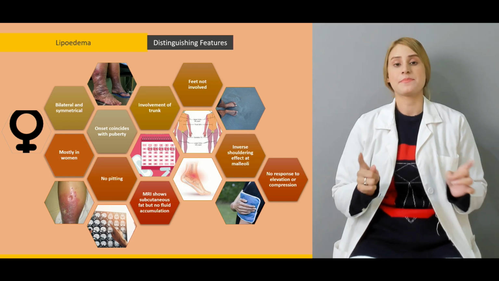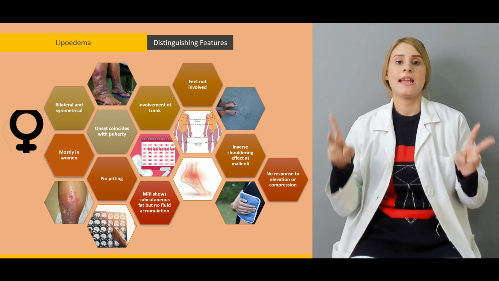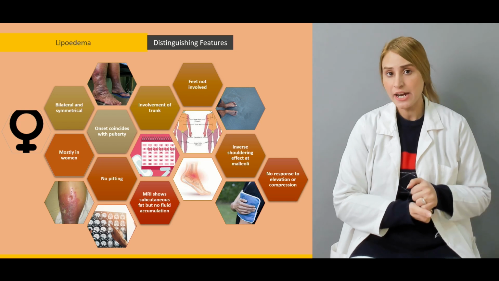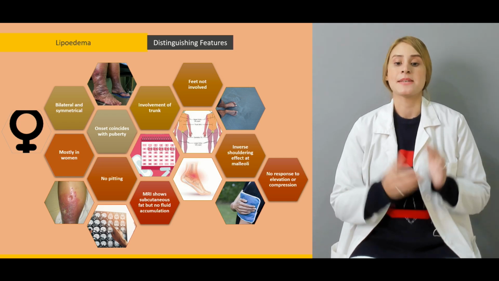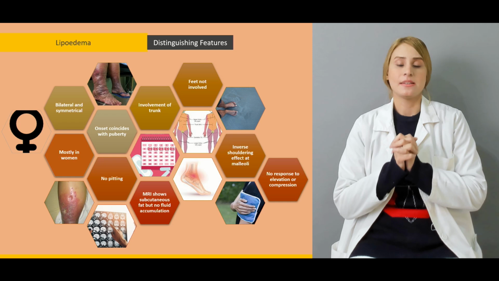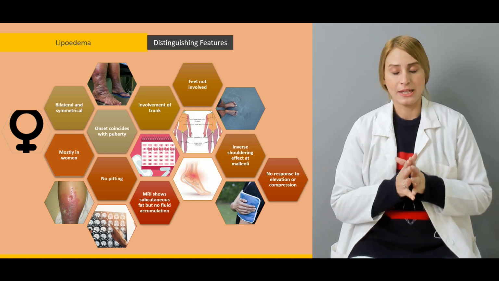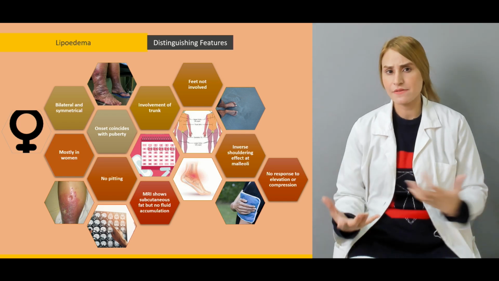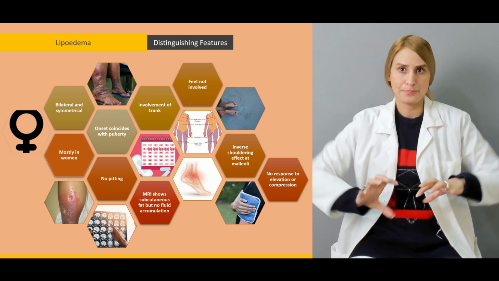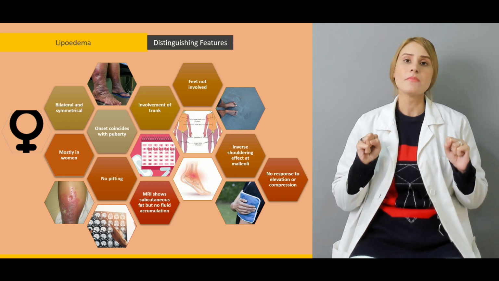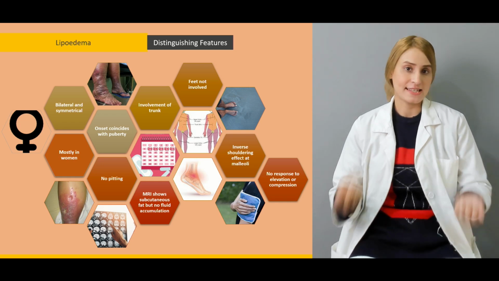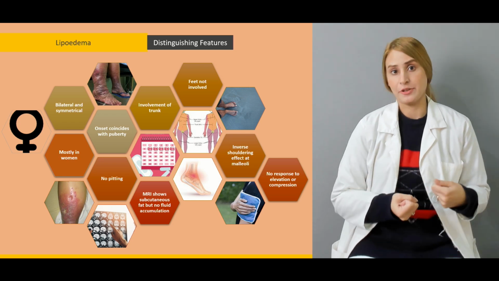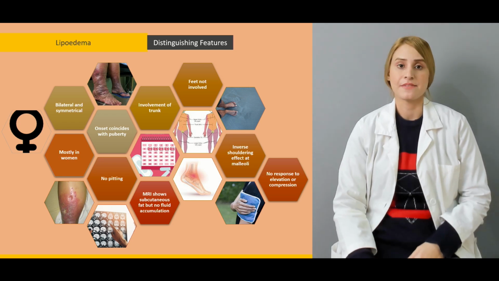So the age of onset is very important, and the distribution is very important, in which the feet are usually spared, and because of that there is an inverse shouldering effect at the malleoli. I have already explained that. And another important thing is that in case of the lymphedema, if you put on compression stockings, or if you keep the legs elevated, there would be improvement in the lymphedema, but there would be no response in case of the lipoedema.